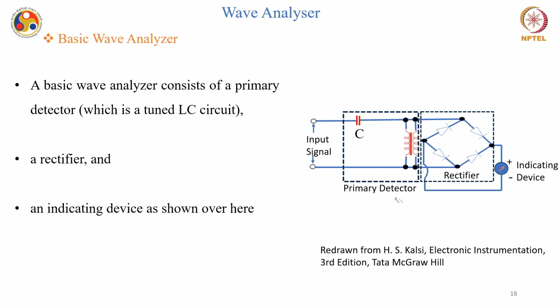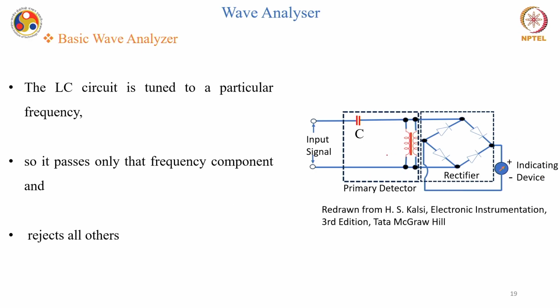This is the primary detector, which constitutes a capacitor and an inductor. It has a rectifier component and also an indicating device, which can be a simple voltmeter. So a basic wave analyzer consists of a primary detector, which is nothing but this tuned LC circuit, as I have mentioned, a rectifier, this is a kind of bridge rectifier, and the indicating instrument.